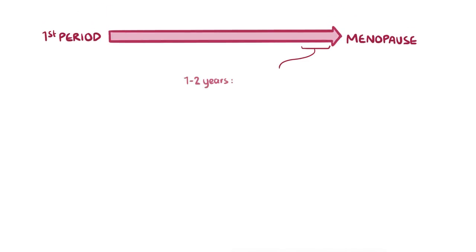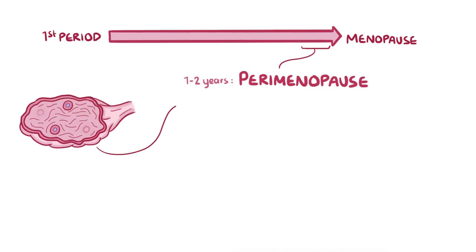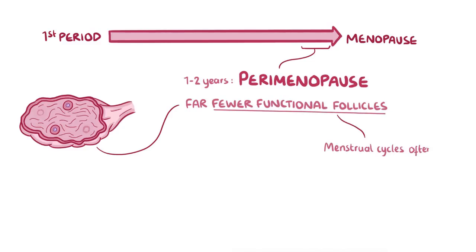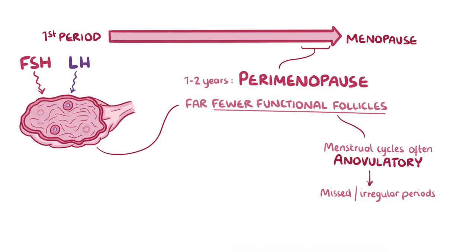Now, a couple of years before menopause, the woman enters a transition period called perimenopause. And during perimenopause, the ovaries have far fewer functional follicles, so the menstrual cycles preceding menopause are often anovulatory. Anovulatory means without ovulation, and that's because none of the follicles are responsive enough to FSH and LH stimulation in order to mature and release the oocyte at ovulation. The lack of ovulation can cause missed or irregular periods, and they become more and more irregular and more infrequent as the ovarian follicles start to run out even more.